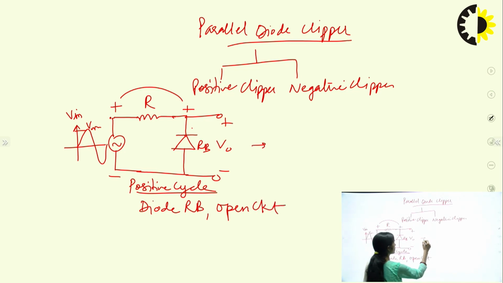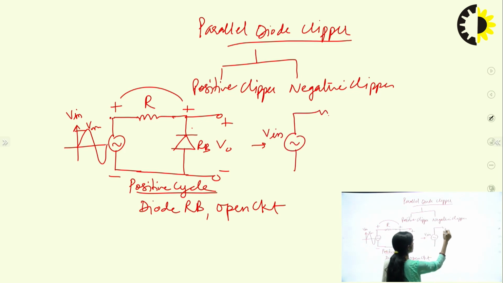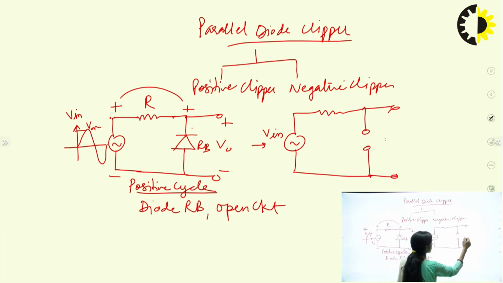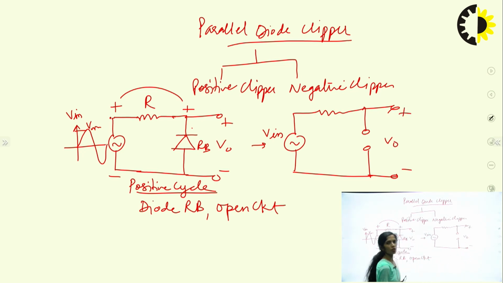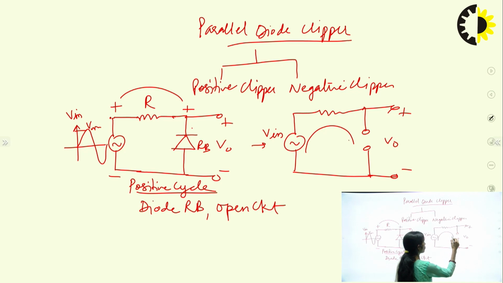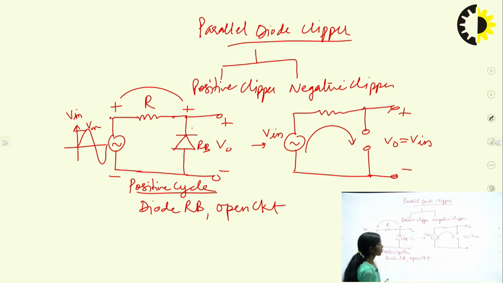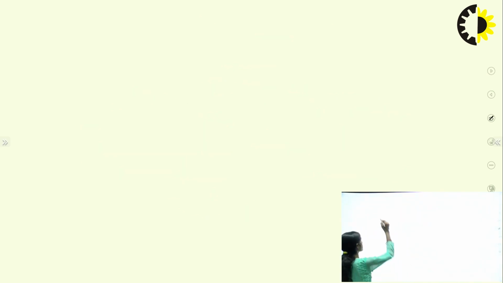So if we draw the equivalent circuit here, this is the equivalent circuit. This is Vin, this is the resistance here, and the diode will be an open circuit. So what will be the output here? We all know that the output across the open path will be the same as the source voltage. So again Vout will be equal to Vin. So for the positive cycle we will get the same output as the input. If we draw it in cycle form, in the next step, first we are going to see it for the negative cycle.